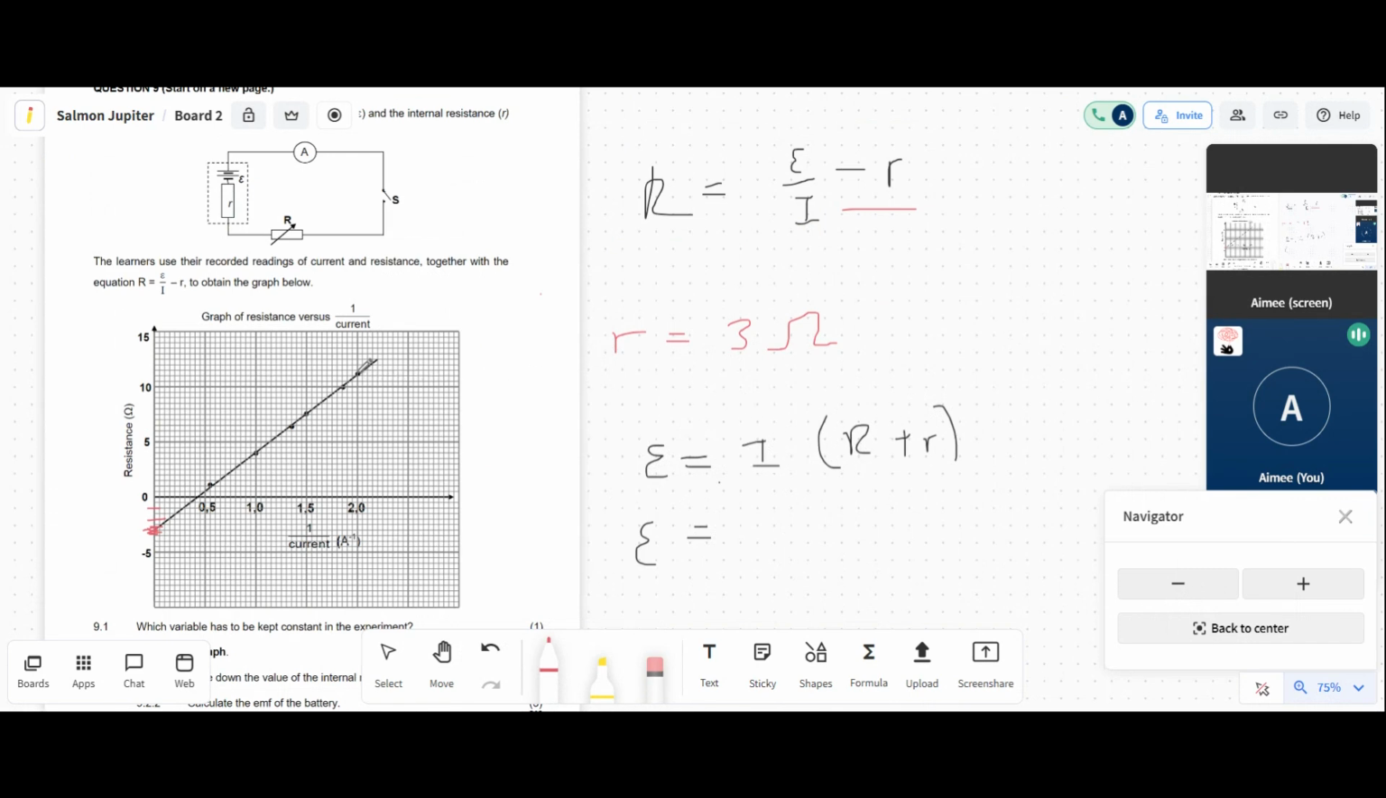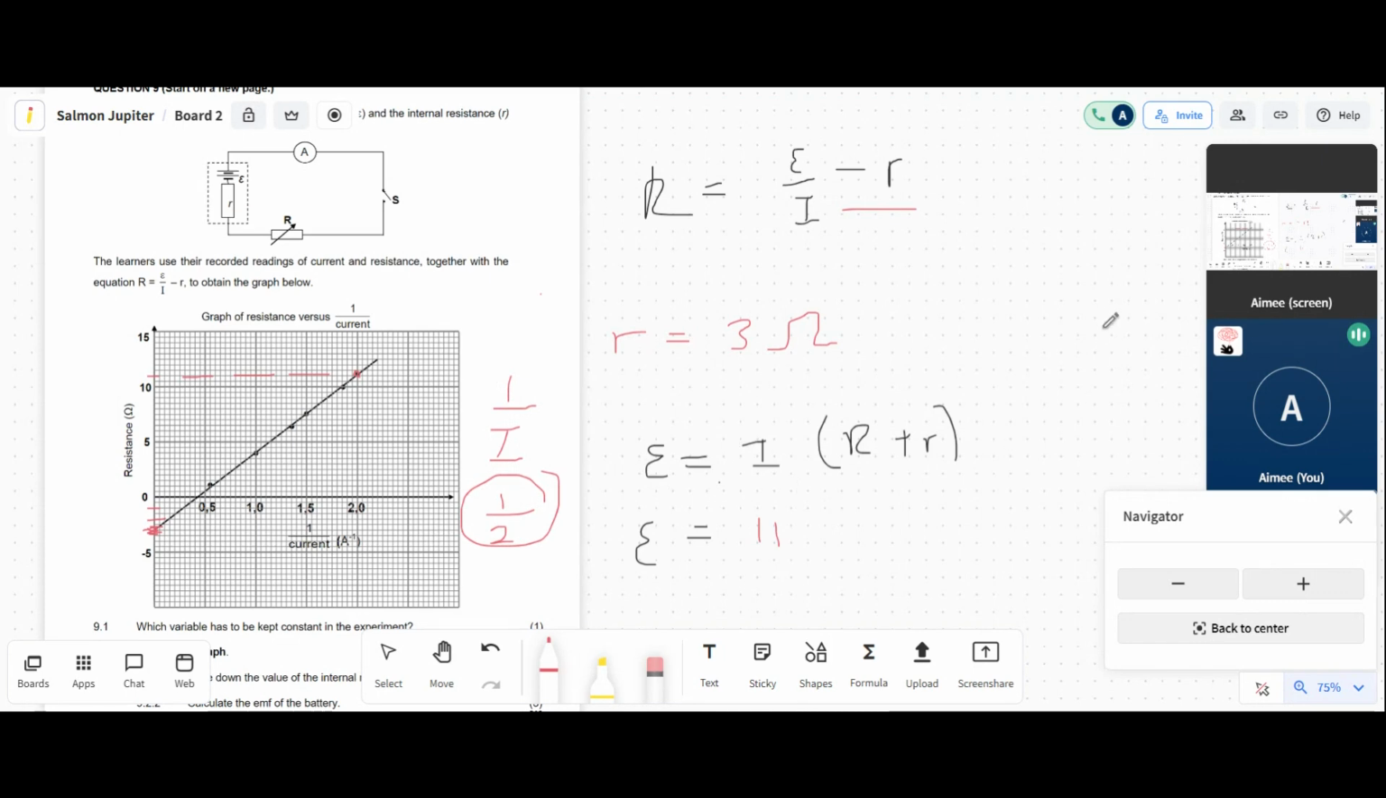So I'm going to use this last point over here. From this point, I can see that my value for resistance is 11, and my value for current is 2. But remember, this is 1 over current, so it's 1 over I. I don't want 1 over I, I just want I. So I take my 2 and I say 1 over 2, and I substitute this value in as my current.